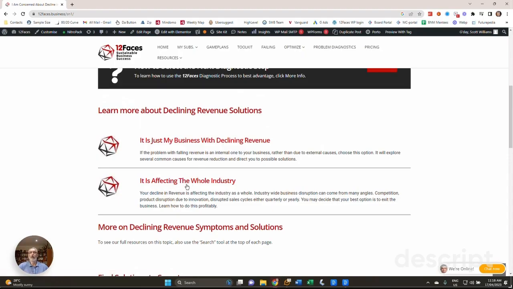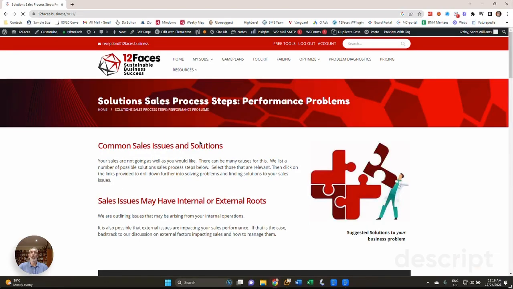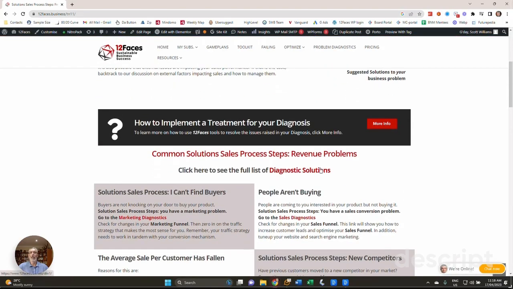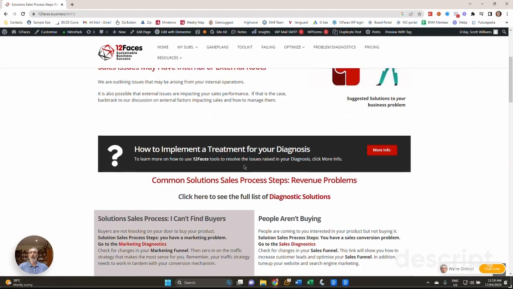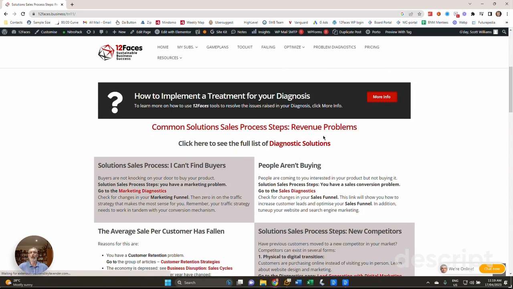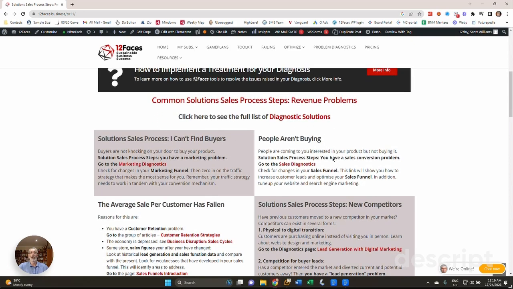It could be that it's affecting the whole industry, and the most recent example of that probably is COVID. It certainly affected the whole industry. But it also could be that it's just his business that's facing this decline. And in our case, it's just Harry's business. So we'll have a look at that. Now, we're looking here at common sales issues and solutions. And we're still working on this fairly high level unknown sort of problem. These are all the sorts of things that might be causing it.